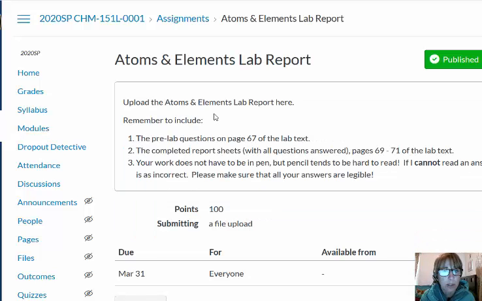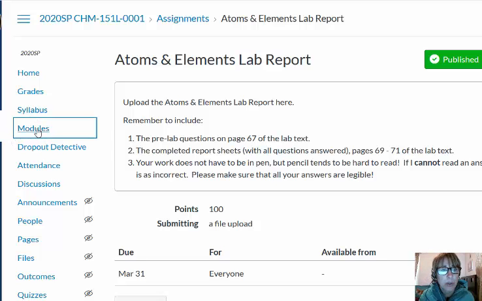So we'll go over this in this video, but your lab report, as it's always been, must include the pre-lab questions on page 67, the completed report sheets, which we'll review. Your work doesn't have to be in pen, but I absolutely have to be able to read it. And sometimes pencil can be very hard to read, so if I cannot read an answer, then I'm going to count it as wrong. So if you do use pencil, be sure that it is legible.